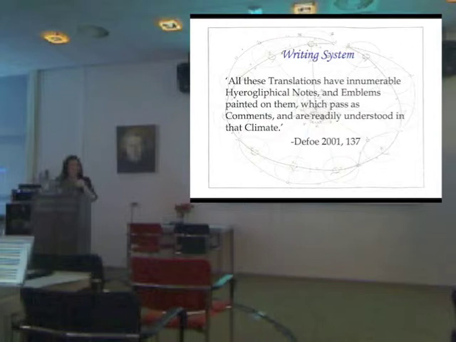And then when he does get around to talking about the hieroglyphic system, he says that the writing system on the moon is pictorial, different from Chinese, and all of these translations have innumerable hieroglyphical notes and emblems painted on them, which pass as comments and are readily understood in that climate. And he gives an example. There's a volume of dialogues that has two cardinals washing the Pope's hands in blood. I'll leave aside any religious commentary there.